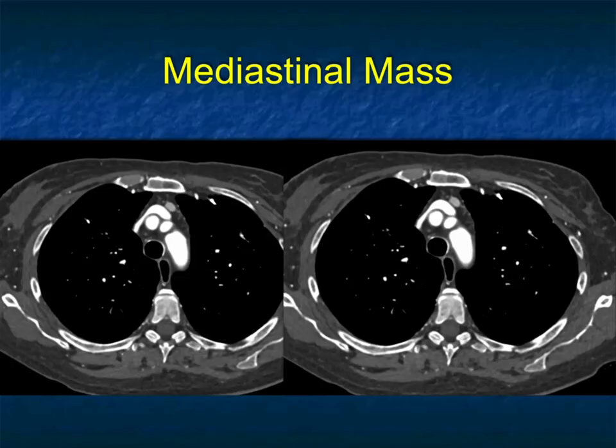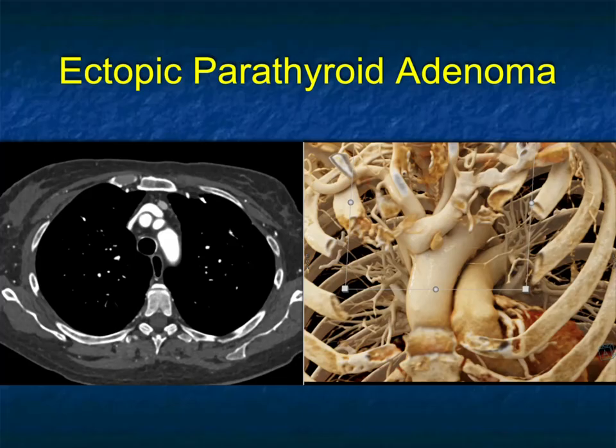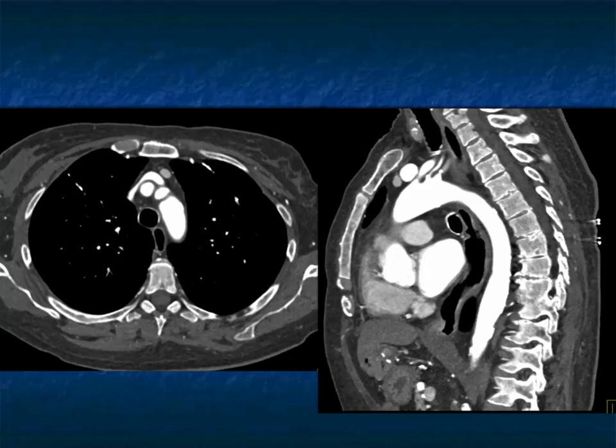And there's another example just in front of the left innominate vein, a 1 centimeter nodule, very nicely shown. Again, not enhancing to any great degree. You go through the differential, but when you have the clinical history, ectopic parathyroid adenoma, you can see it very nicely right there on the cinematic rendering. And I have a few more views to show that as well.